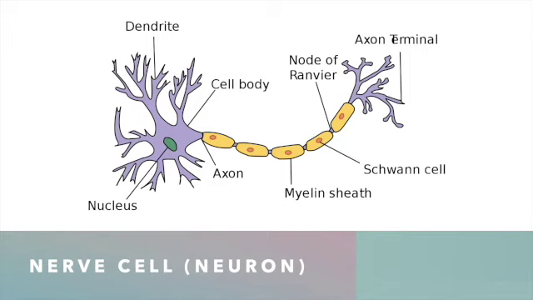Myelin, a fatty substance made up of lipids and proteins, covers the axon of the nerve cell. It acts as a protective layer and insulates the axon. In addition to protecting the axon, the myelin helps nerve signals travel quickly from one part of the body to another.